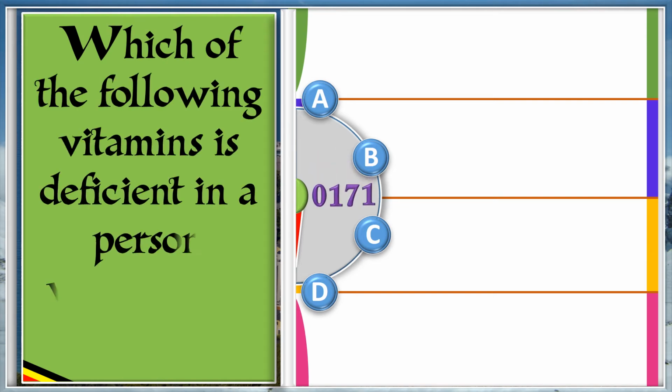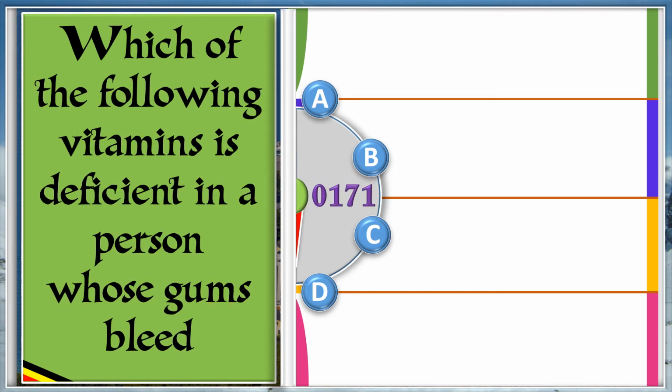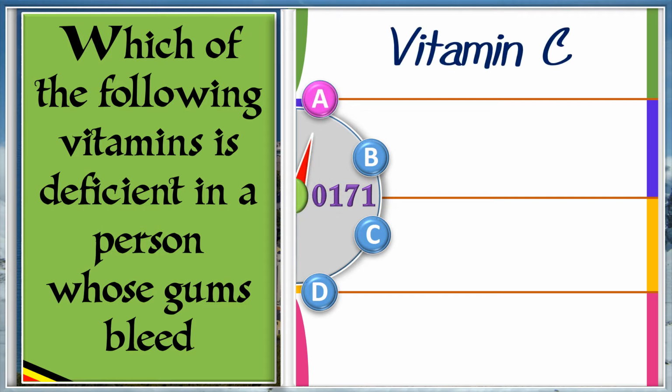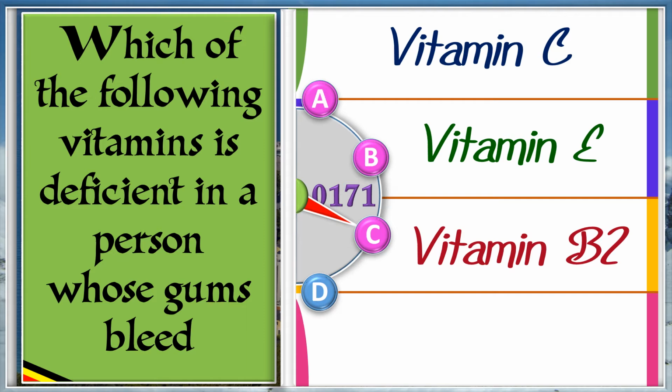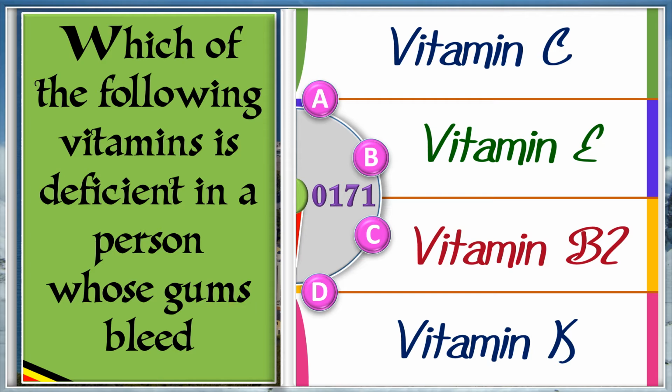Which of the following vitamins is deficient in a person whose gums bleed? A. Vitamin C. B. Vitamin E. C. Vitamin B2. D. Vitamin K. And the answer is A. Vitamin C.